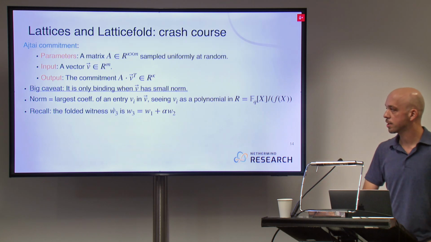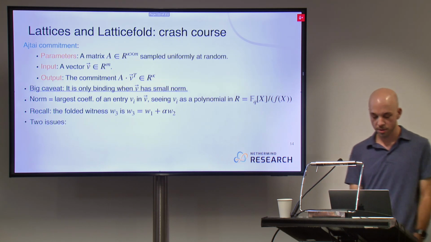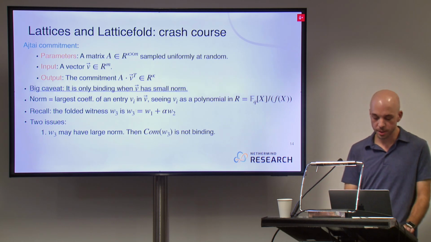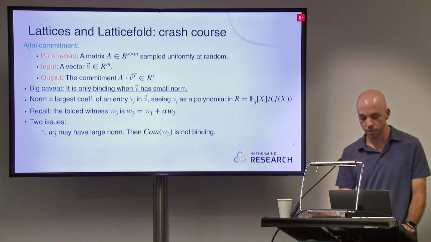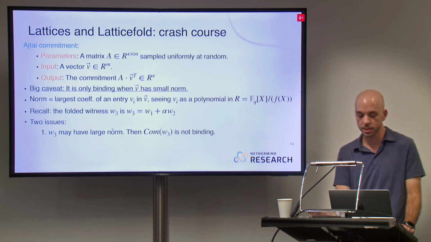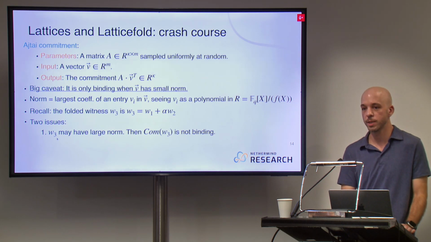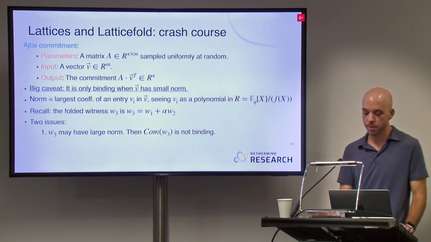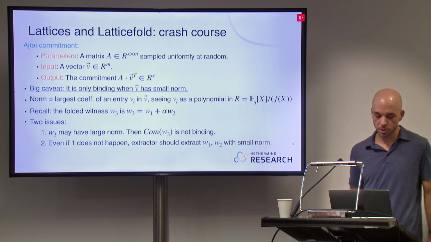So this introduces several headaches when you want to fold. Recall that the folded witness is a linear combination of the initial witnesses. So there are two issues here. One is that even if W1 and W2 have small norm, W3 might have large norm, right? Because you take the linear combination, the norm might grow. And then the commitment to W3 might not be binding.